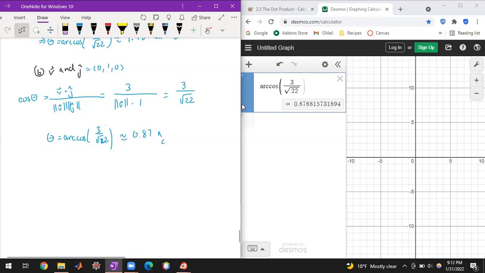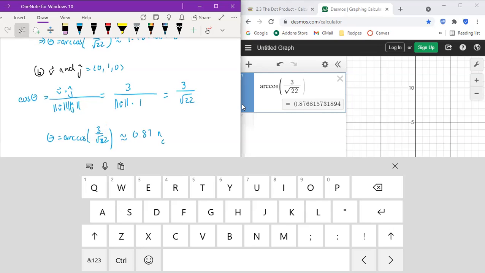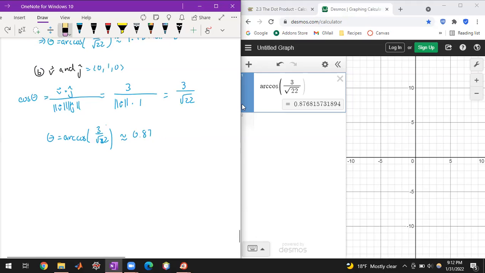Whoa, just lost control of my keyboard for a second there. Let's try that again. All right.